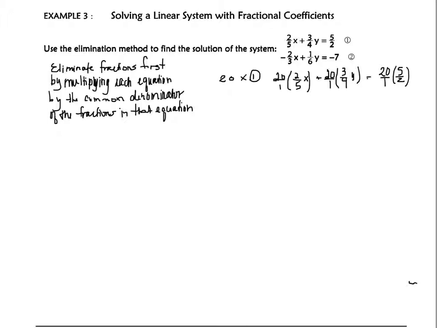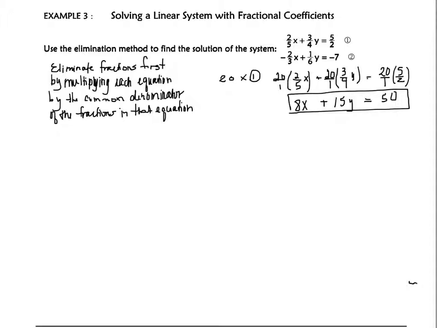So when you multiply fractions, you multiply tops and you multiply bottoms. So you're going to get 40/5, which is 8x. Next one is going to give you 60/4, which is 15y. And the last one is going to be 100/2, which is 50. Or you can cancel if you want. 2 goes in 20. 10 times 5 is 50. So that would be our new first equation.